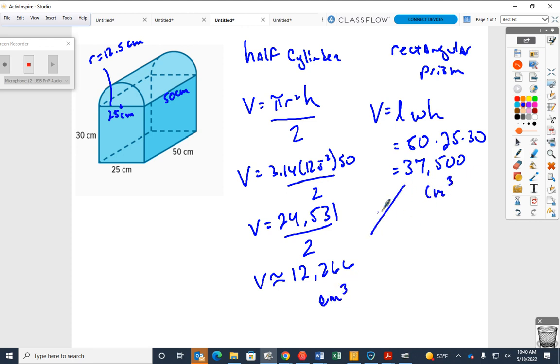What do I do with these two? I put them together, right? Okay, so let's add those together. And what did we get? 49,000. So now, I have to use the about. I don't have to use the about on this one because there's no circles involved, but anytime there's pi, I have to use the about. So this is about 49,766 centimeters cubed.